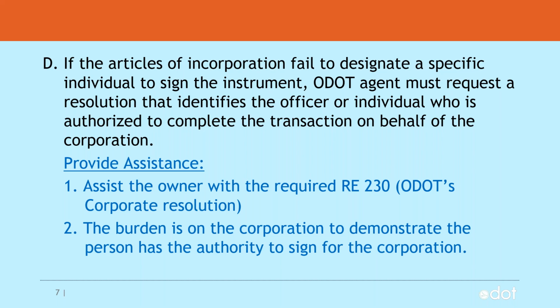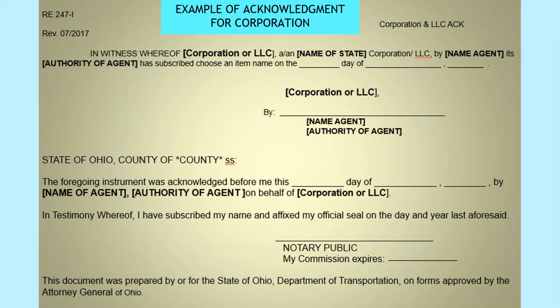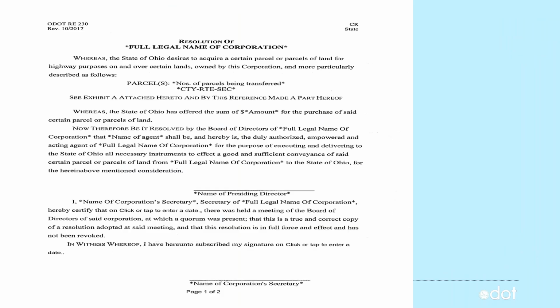So the next slide shows the example of the acknowledgement for a corporation. That's the name of the agent, as you see, and then the authority of the agent. In other words, are they the secretary of the corporation? Are they the treasurer? Are they the CEO? What is their title, basically, because that's where their authority comes from. Let's see, what do we have next? Yeah, resolution. There's the example of a resolution.